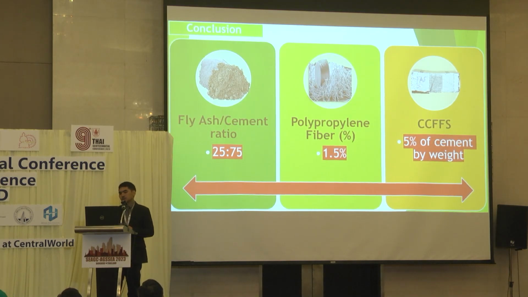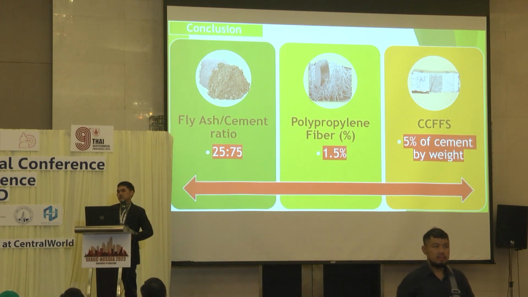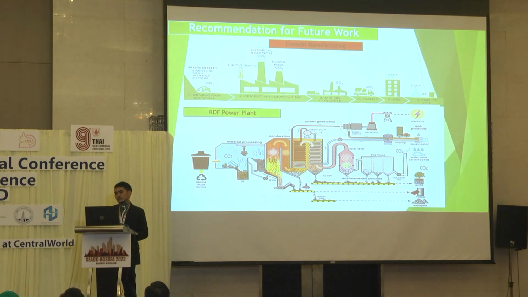And last, the conclusion: this study focuses on the fly ash versus cement ratio at 25 per 75, with the polypropylene fiber fixed at 1.5%, and the cement fixed at 5% of the cement by weight.